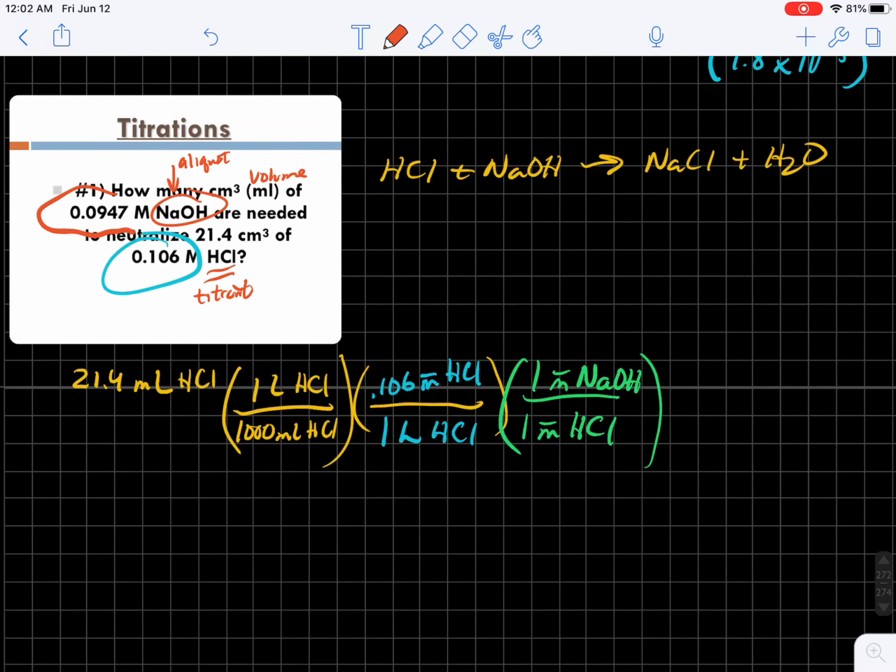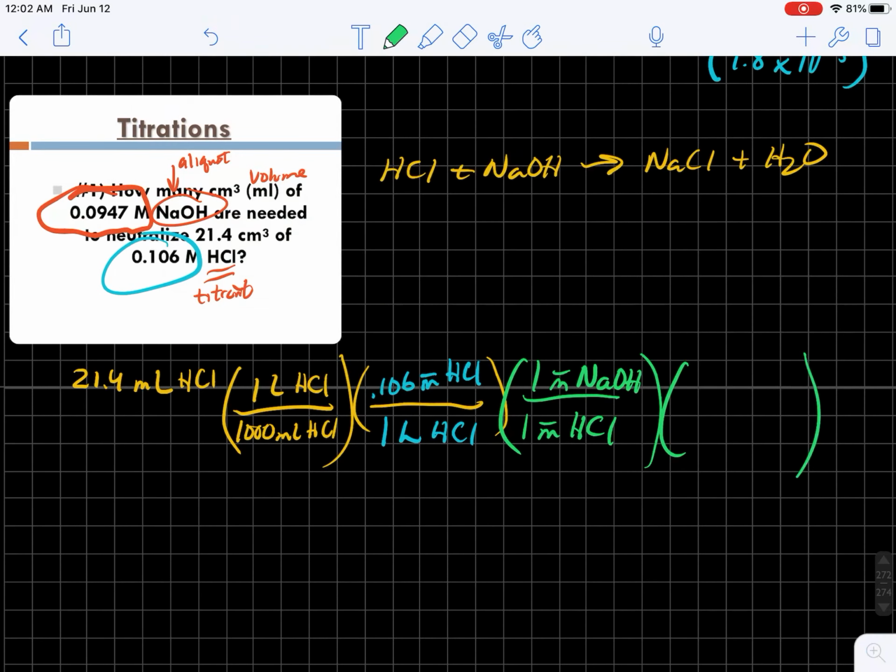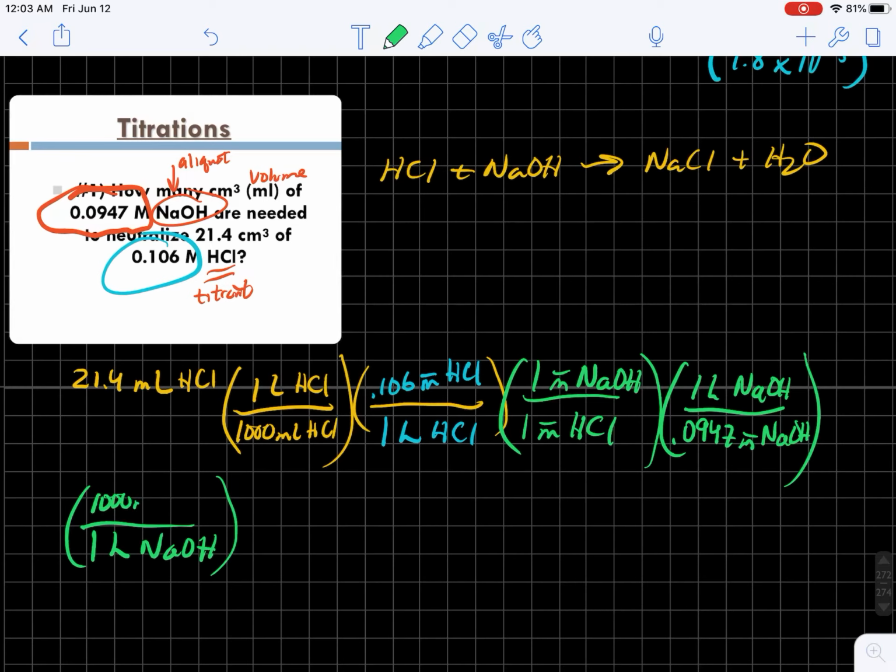And according to our problem, 0.0947 molar, that means that we used 0.0947 moles for every 1 liter of sodium hydroxide. And then our last fraction would be, and it seems like a waste of time, but you need it for the documentation, 1 liter is 1,000 milliliters of NaOH.